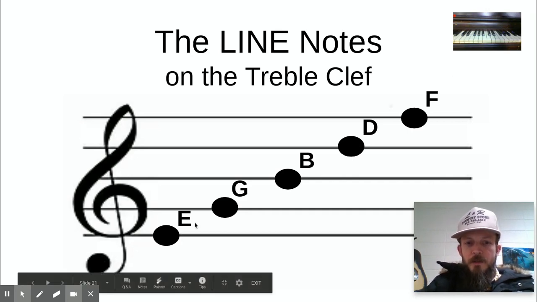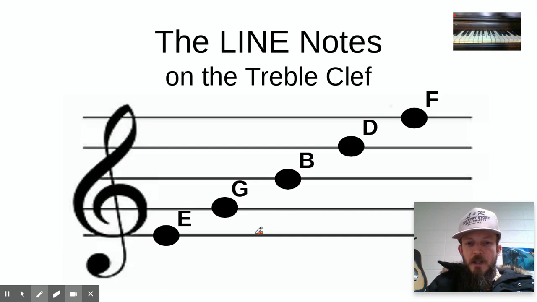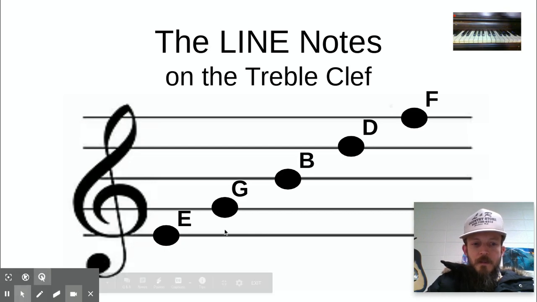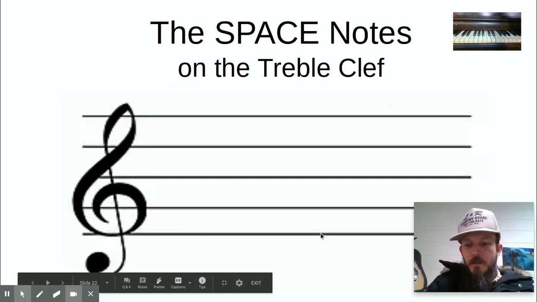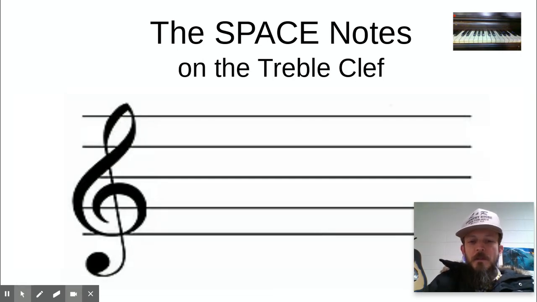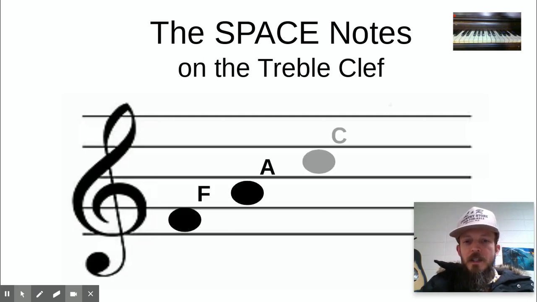Now, what about the notes in the spaces? So you can kind of see here. So this would be a note on a line right there. A note in the space would need to go between the lines. So let's explore those here really quickly. Right, so the space notes, they spell a word that rhymes actually with space. It's very convenient. The word is face, and the letters of face are F, A, C, E.